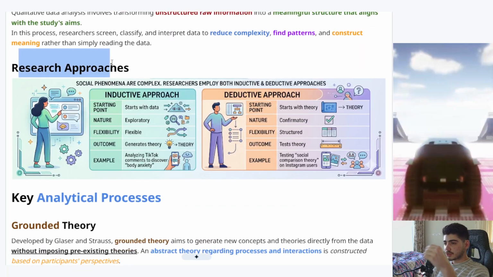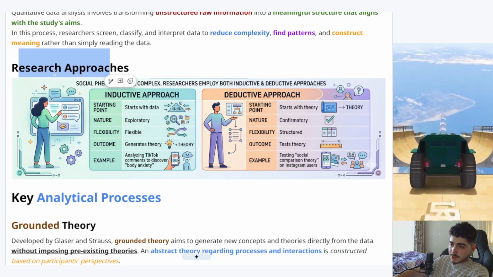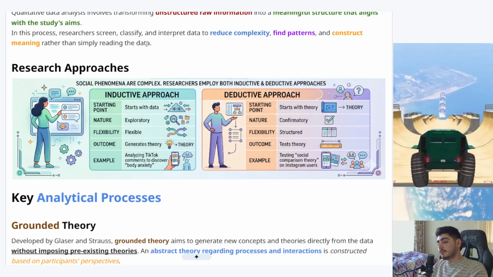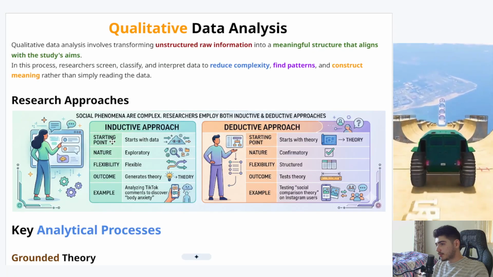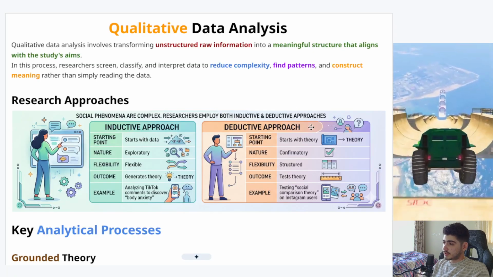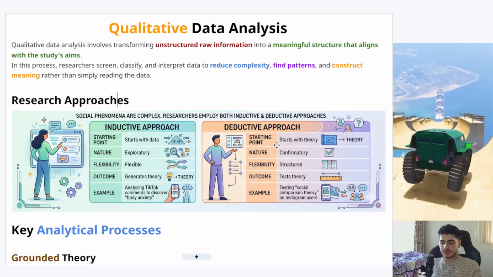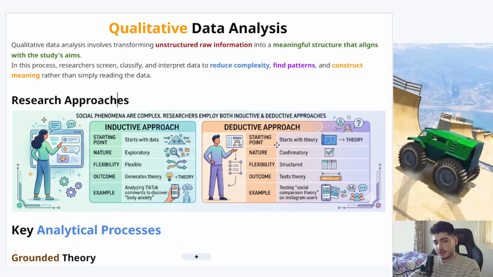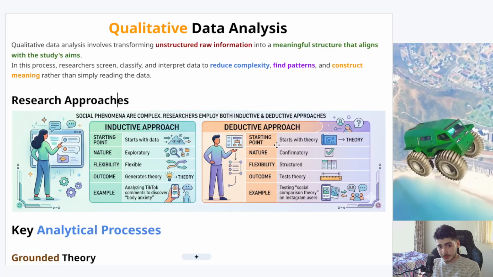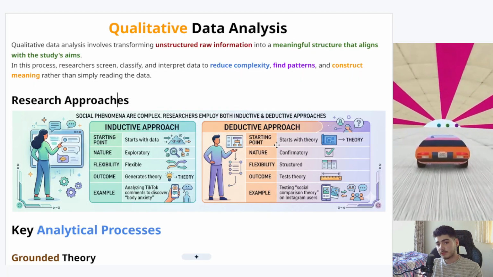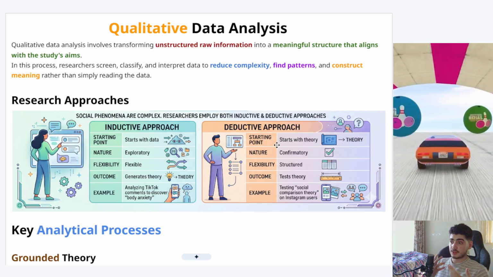So, research approaches. We have two separate approaches, the first one being inductive, the second one being deductive. And the main difference between the both of them is the fact that inductive starts with data, but deductive starts with the theory. So, deductive aims to see if the theory is correct or not. So its nature is confirmatory. Whereas in inductive, you are trying to find something new. You are trying to actually construct this theory.